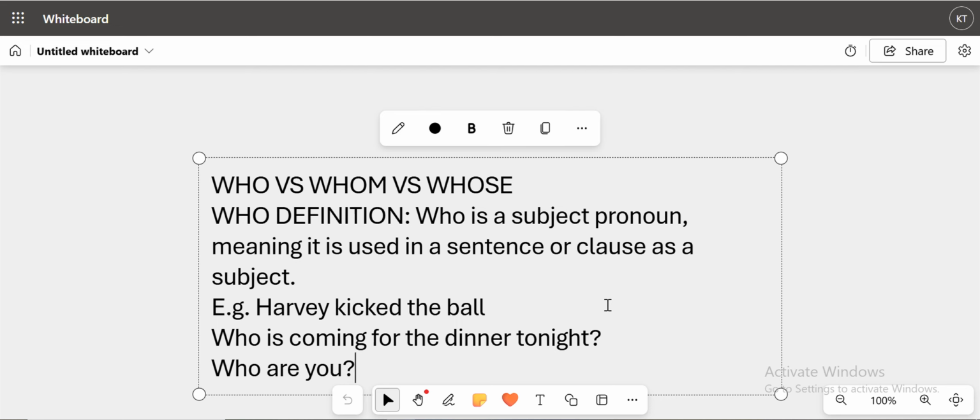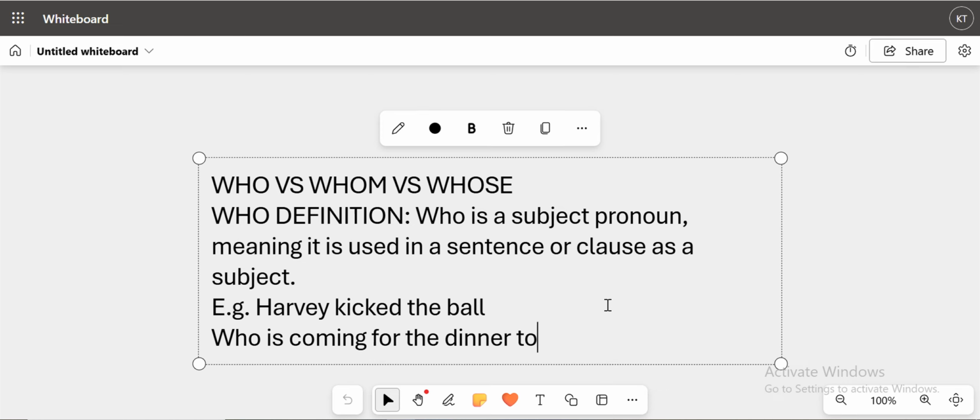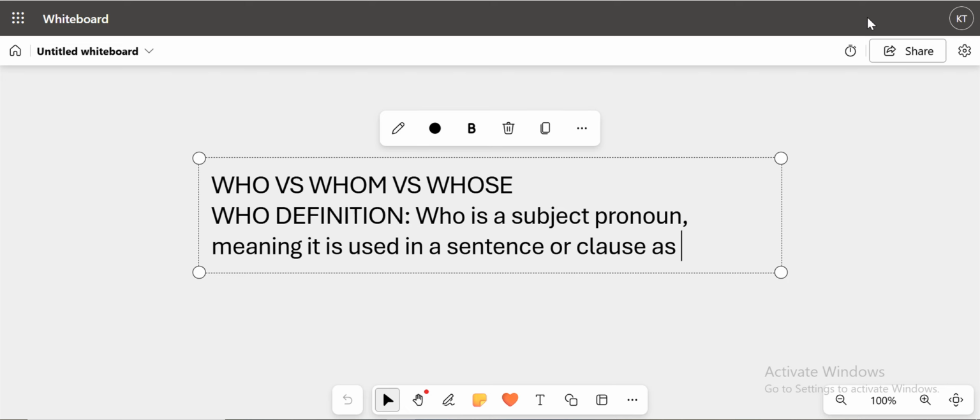So that is how we can use who in a very straightforward way, and it is something we should not forget, that who is used as a subject pronoun, meaning that it is used in a sentence or clause as a subject, and a subject is someone who performs an action. Now let's talk about who.